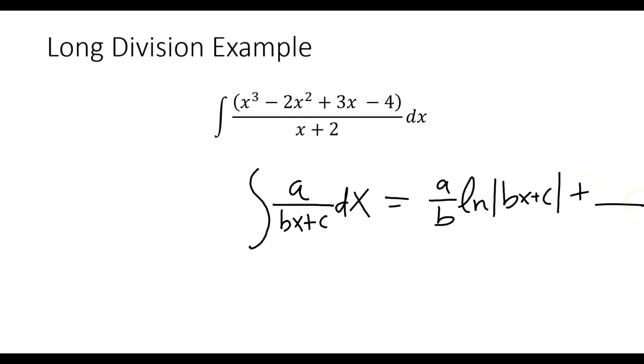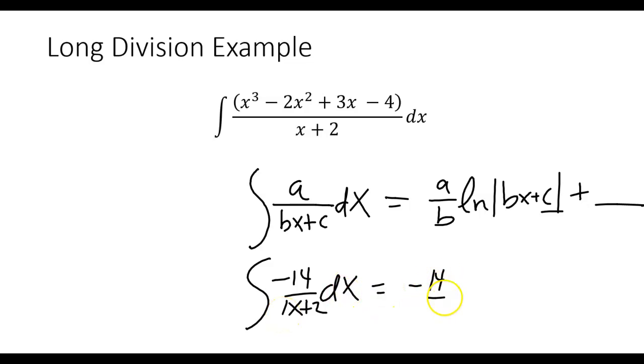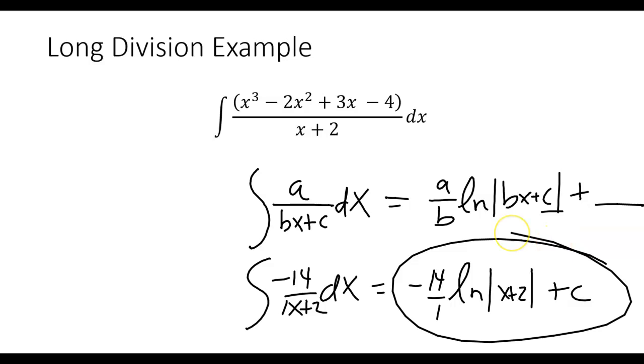Your constant goes here, but I'm not going to put c because I've already got a c and it means something else. So if I were to apply that to the problem we did a second ago, we had negative 14 over x plus 2, right? My a is 1. So it's negative 14 over 1 ln of x plus 2, and then your c. So notice how much faster that is if you know that little rule.